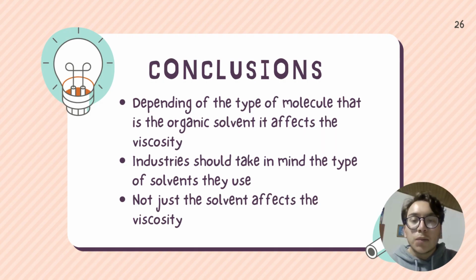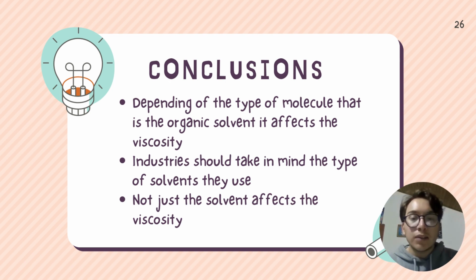As a conclusion, we can say that depending on the type of molecule that is the organic solvent, it affects the viscosity. Polar solvents, that in this case was toluene, are better at decreasing the viscosity of the oil against molecules that have hydrogen bonds, like acetone.